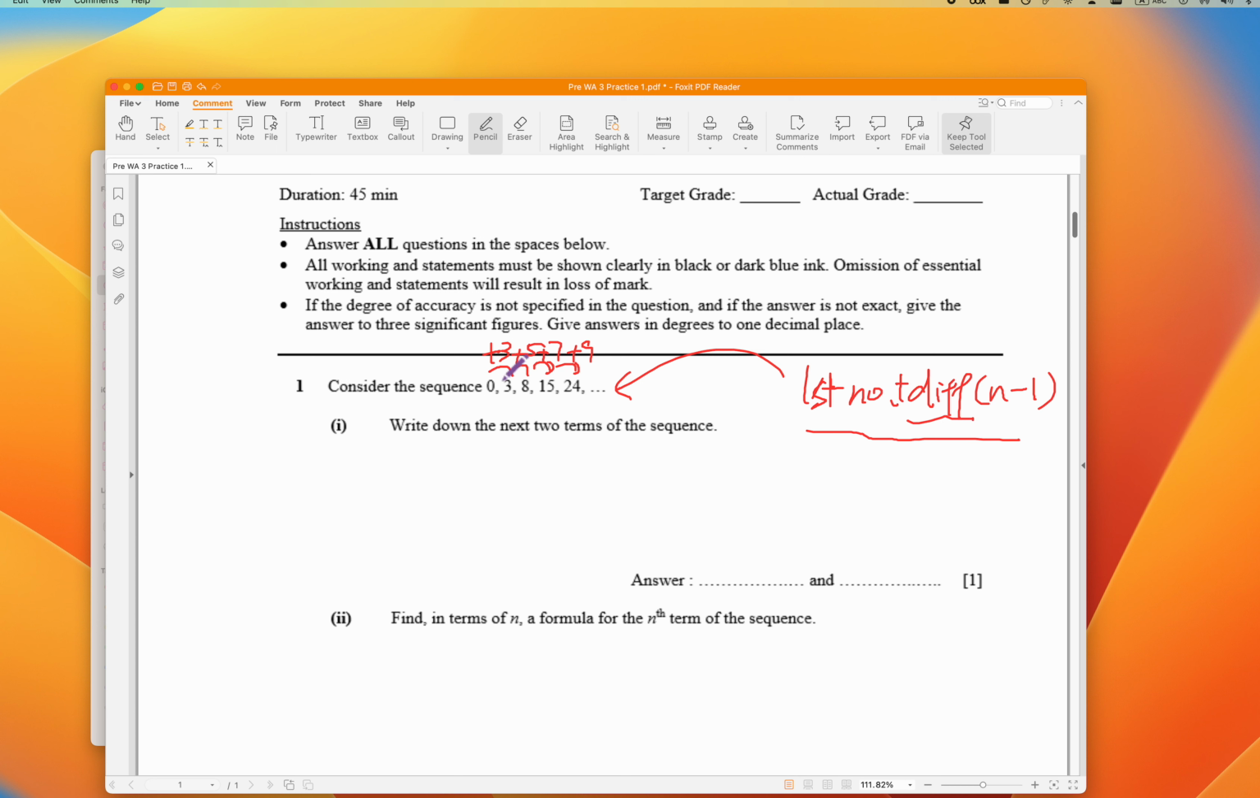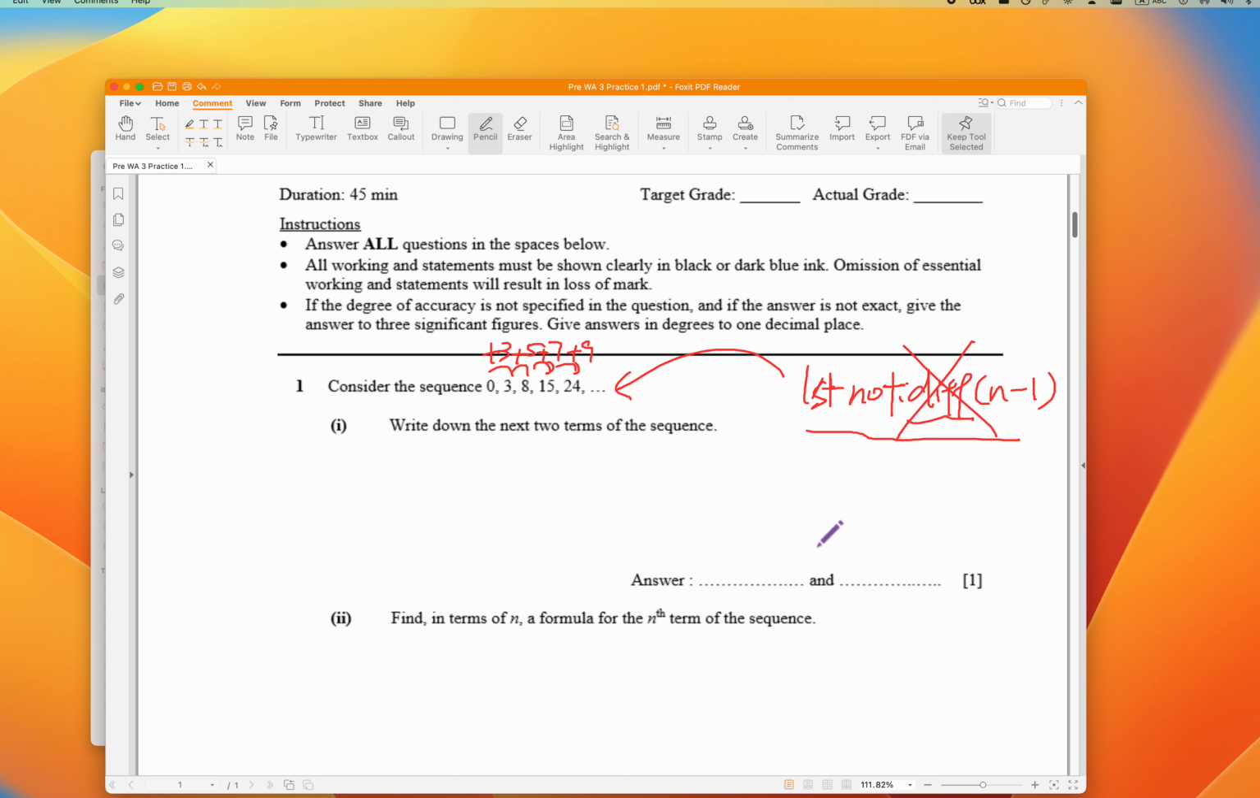In this case the difference is 3. By the way, I need to be very specific. The difference is plus 3 for the first two numbers, and then plus 5 for the second and the third. So we don't have a consistent or uniform difference. Therefore this formula does not work for this sequence.